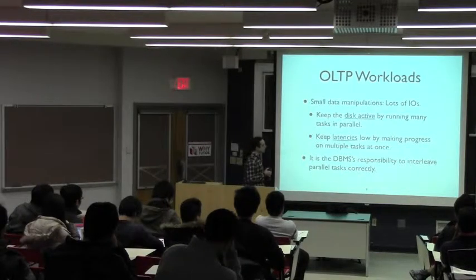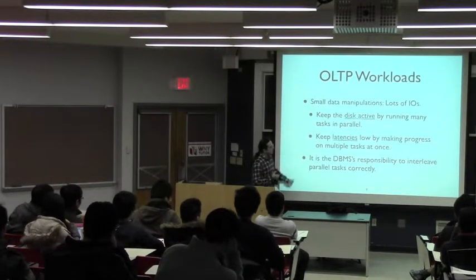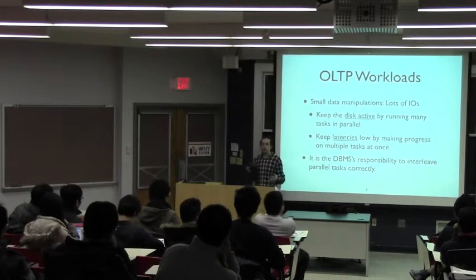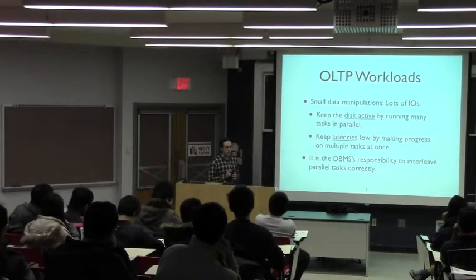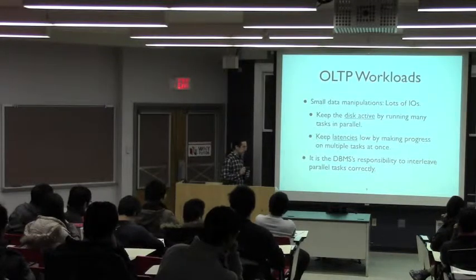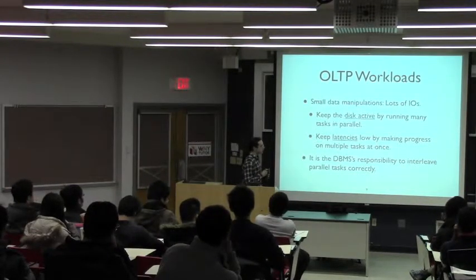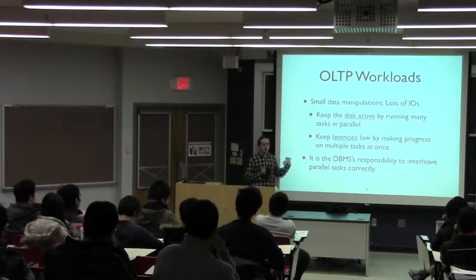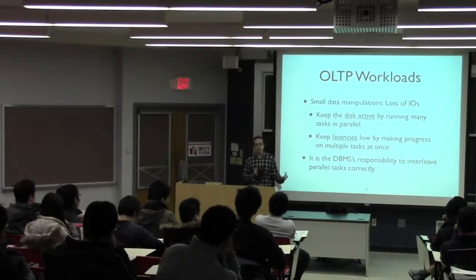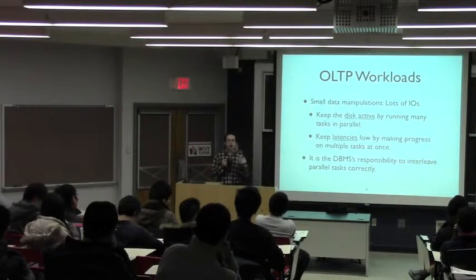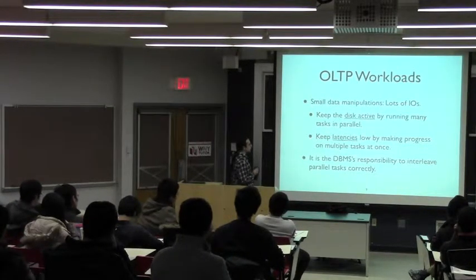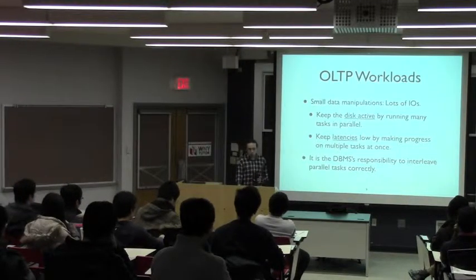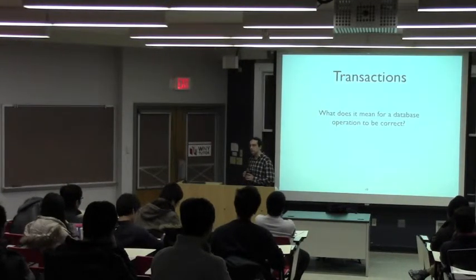How this all fits into the database is that the database is essentially responsible for making sure that these various transactions don't step on each other's toes. It's the database's responsibility to make sure that the operations that the user is requesting to be performed on the database get performed correctly. Now that, of course, leads to a very open-ended question. What does it mean for a database operation to be correct?